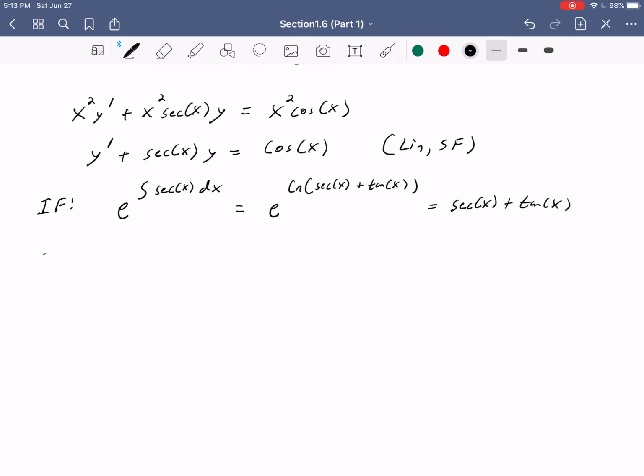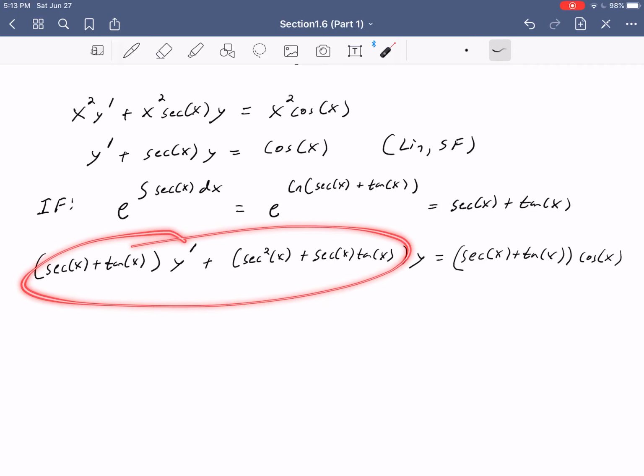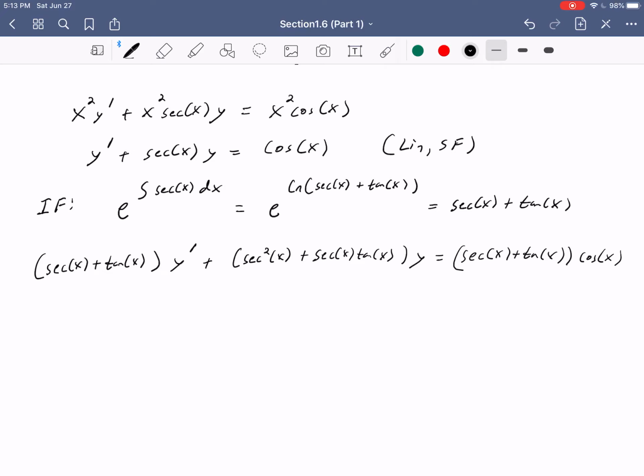So let's multiply that on both sides. So we get secant x plus tan x times y prime plus, I guess, secant squared x plus secant x tan x times y equals secant x plus tan x times cosine x. Now over here again, very messy, but it should be a product rule of the integrating factor, which is secant x plus tan x, times y, all differentiated.